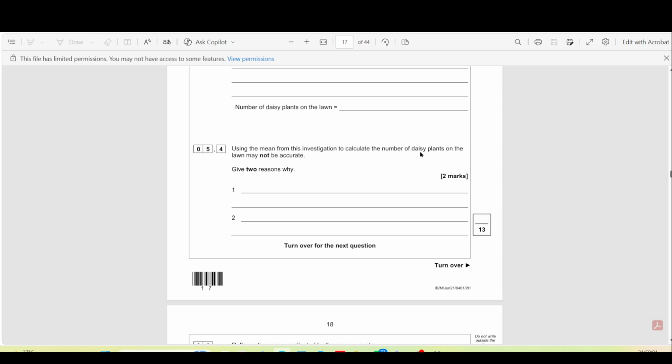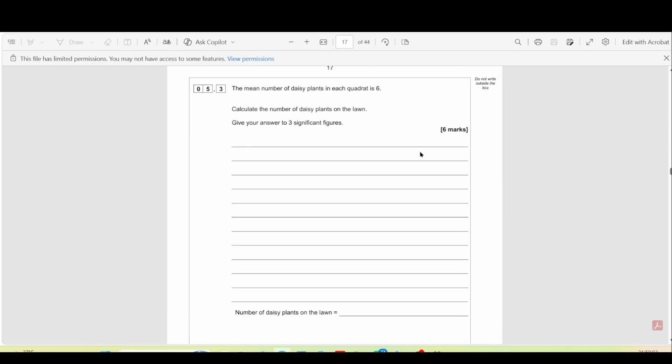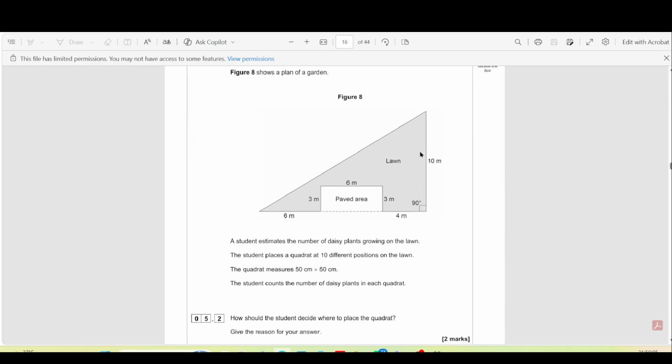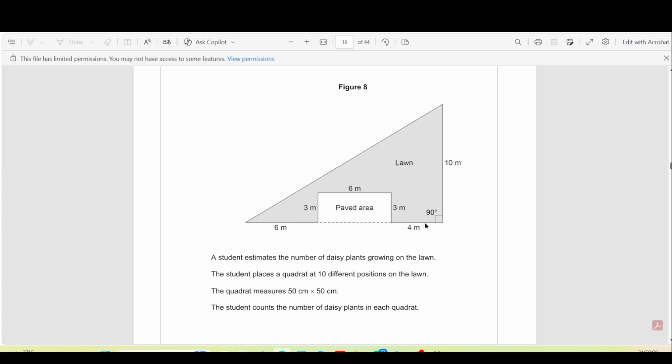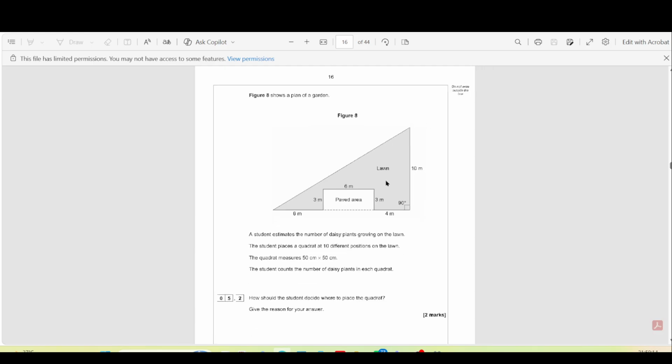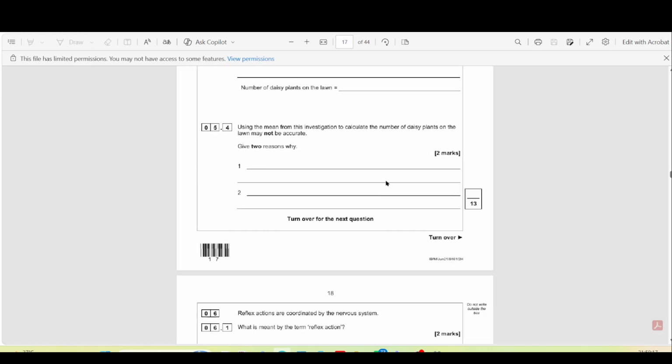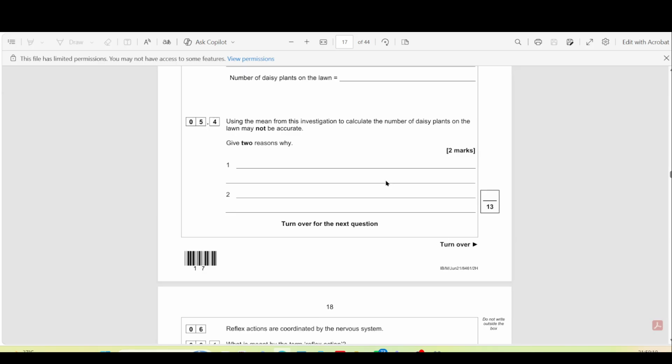If you look at the pictures, the sample may not be representative of the lawn, or the sample's too small. The quadrat is too small.